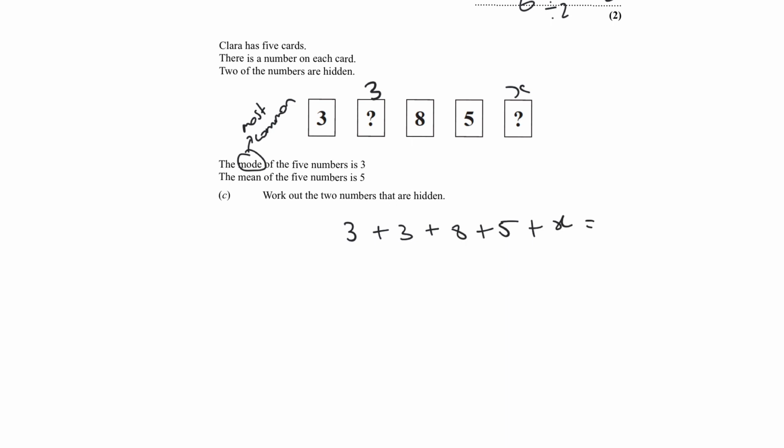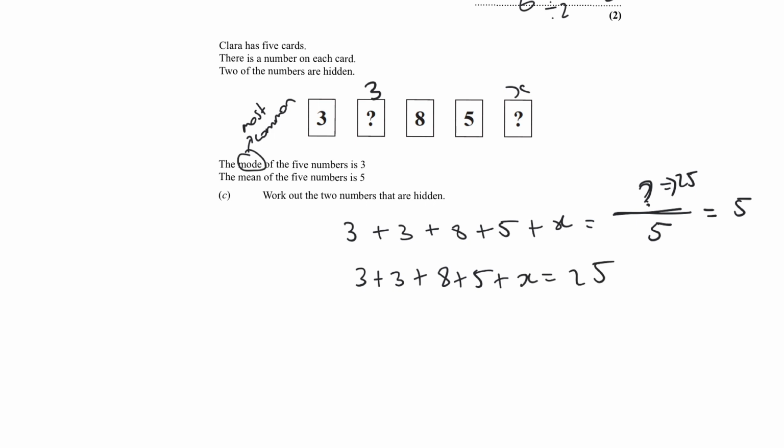So it says that the mean is 5. Working out the mean, you always do the total of all the numbers added up over how many you have, and that gives you your mean. So if the total, which I'm going to put as a question mark, divided by 5 is equal to 5, then that question mark must be equal to 25, because 25 divided by 5 would give us our mean of 5. So 3 plus 3 plus 8 plus 5 plus x is equal to 25.